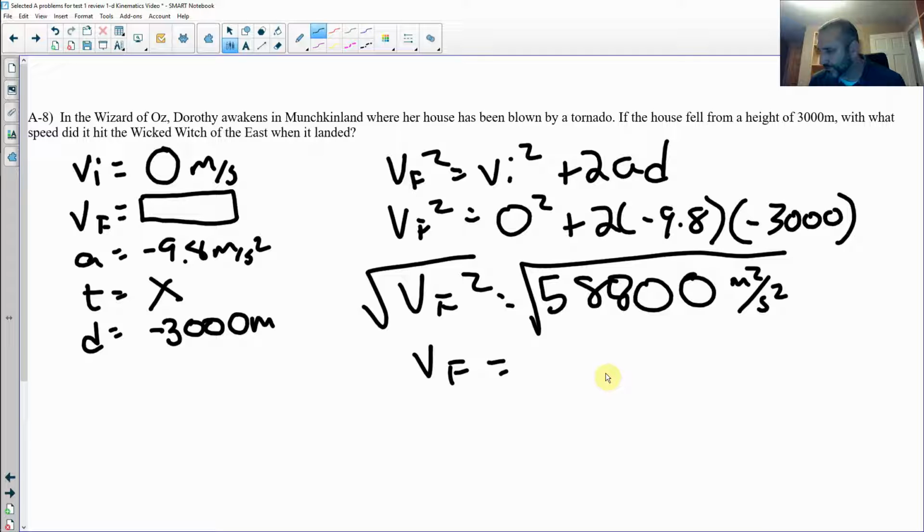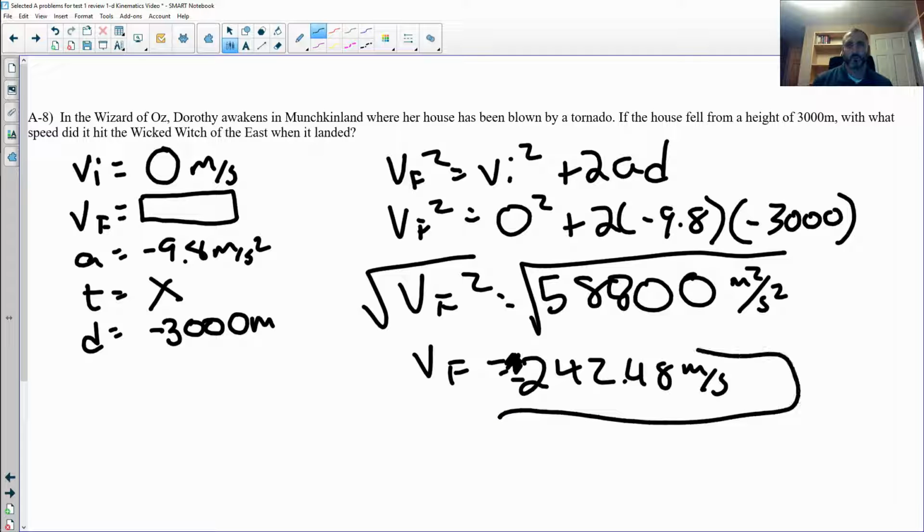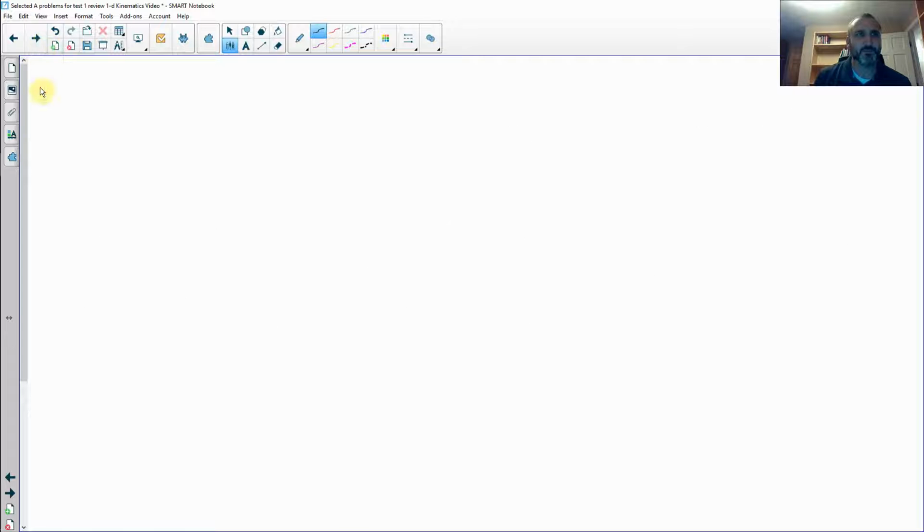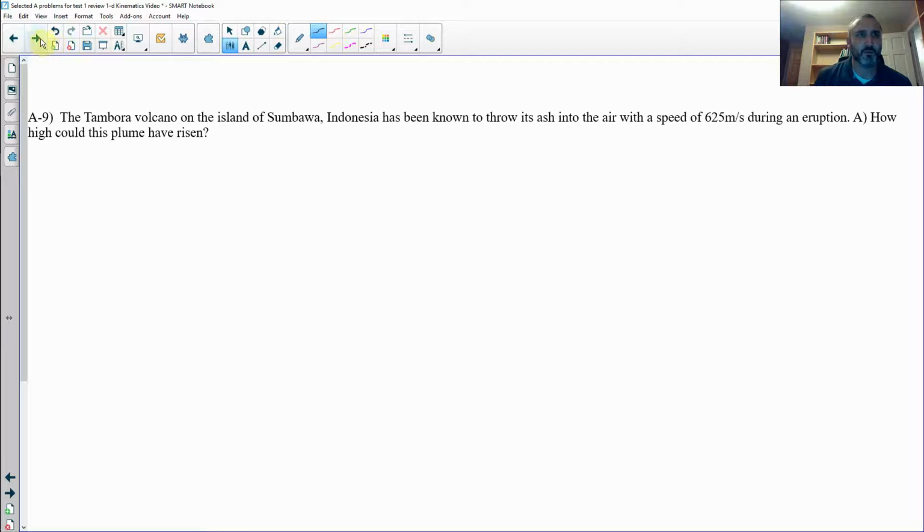So all we have to do is plug in on the calculator, what is the square root of 58,800? And we should end up with 242.48 meters per second. But this is the square root, which means it's plus or minus. And the fact that the house is falling, we can get rid of the positive one, and it's going to be negative 242.48 meters per second. Hope that helps.